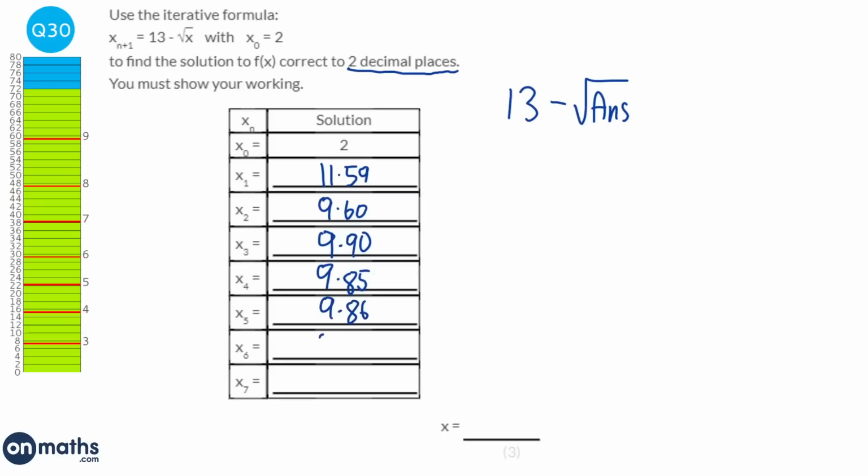9.86 and then 9.86. So our solution, our answer, is going to be 9.86 because as soon as the number repeats, then you stop and you write down that answer.